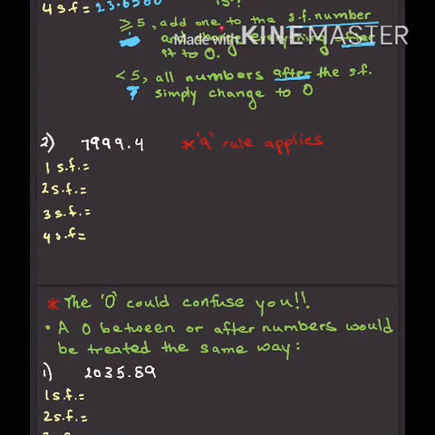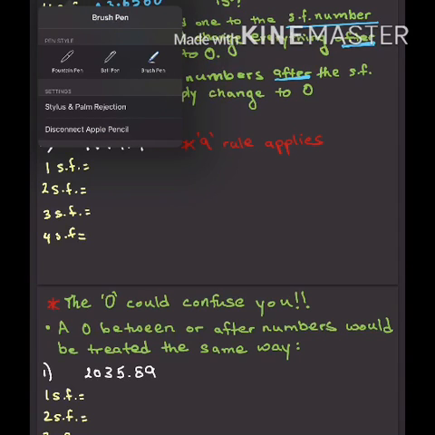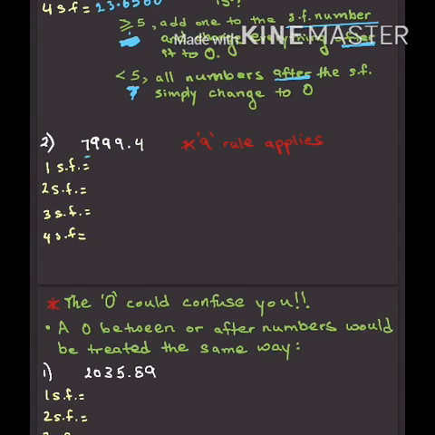So we add 1 to the SF number. So this is the SF number, the 7. We add 1 to it, that becomes 8. And then everything after it changes to 0. So 0, 0, 0, 0.0. That's our 1 SF.